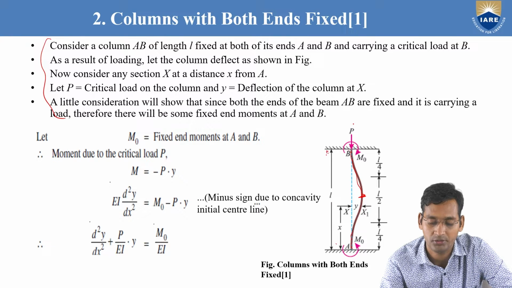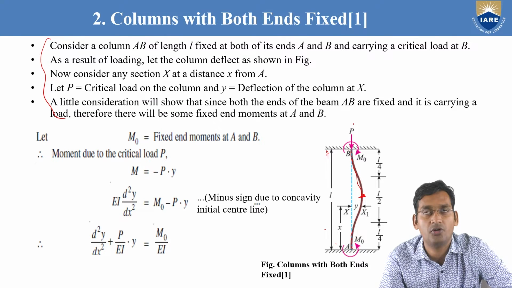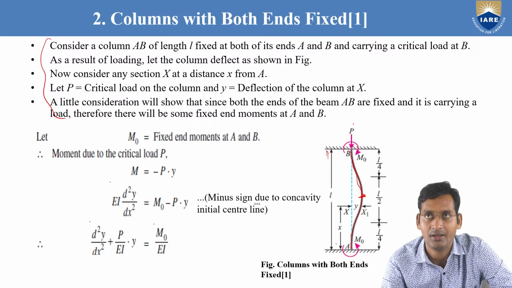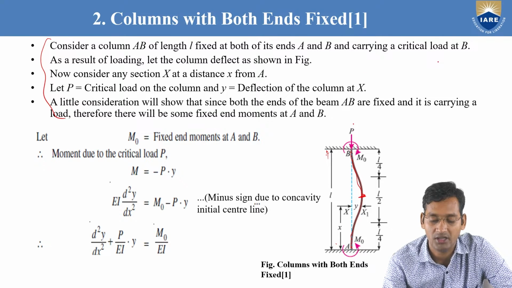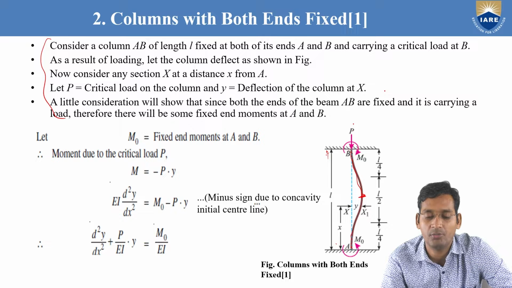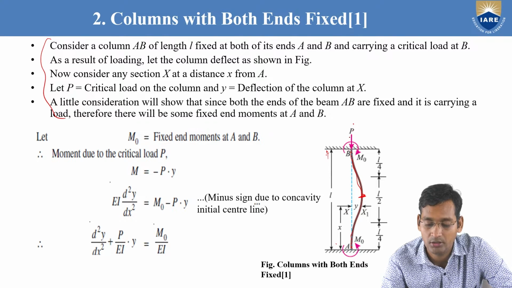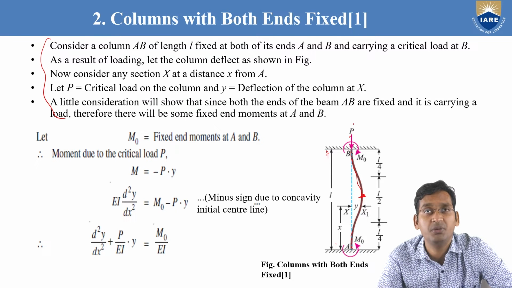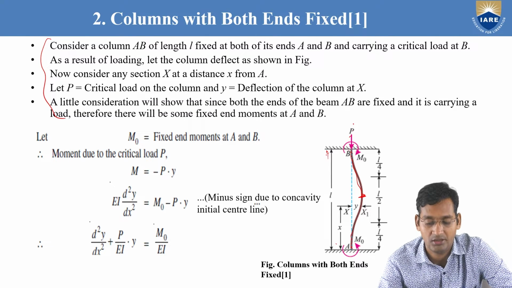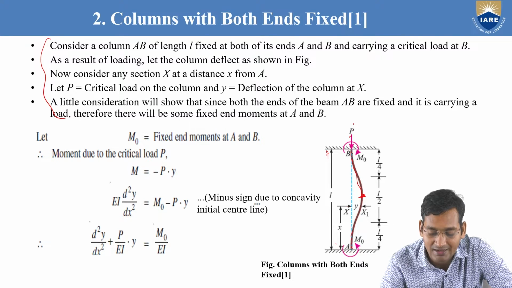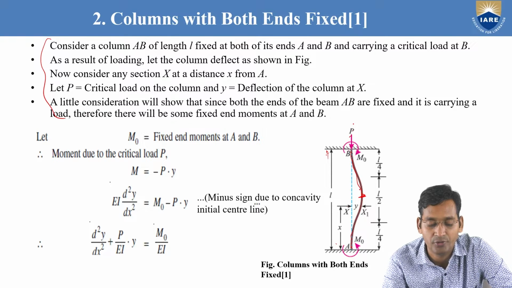From here to here, the length is L, fixed at both of its ends A and B, and carrying a critical load P at B. As a result of loading, let the column deflect as shown in the figure. So because of this loading, the column will deflect like this. Let P equal the critical load on the column, and y the deflection of the column at section X. So at X, at a distance small x, the deflection is y.